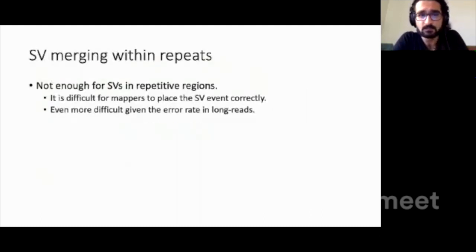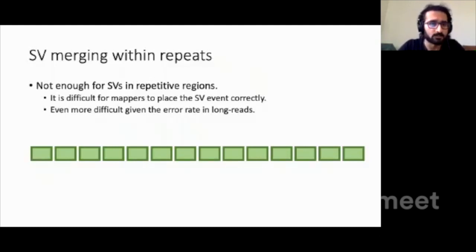So SV merging within repeats, however, is slightly different of a story, because this approach is not entirely enough for SVs in repetitive regions. It is particularly difficult for mappers to place the SV event correctly within repeat regions, and it's even more difficult when the error rate is around 10% or so. So it becomes sort of arbitrary, where the insertion or deletion events will be placed within especially similar enough repeats. As I can show you a cartoon here.